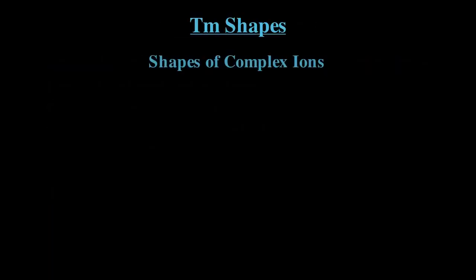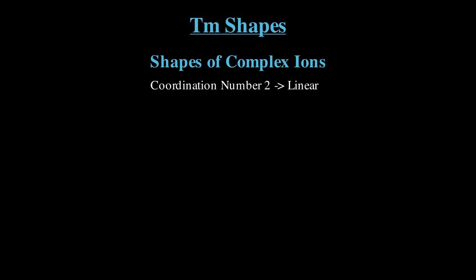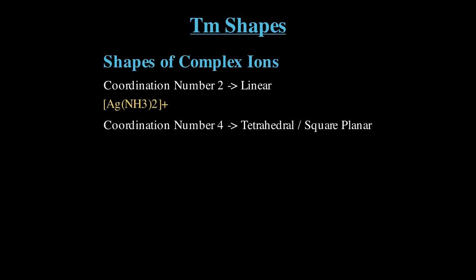Now, let's look at the shapes of these complex ions, which are determined by the coordination number. It's quite straightforward. With a coordination number of 2, the ligands spread out to form a linear shape. Our example from before, [Ag(NH3)2]+, is linear. For a coordination number of 4, 2 shapes are possible, tetrahedral, as seen in [Zn(NH3)4]2+, or square planar, like in [Ni(CN)4]2-.